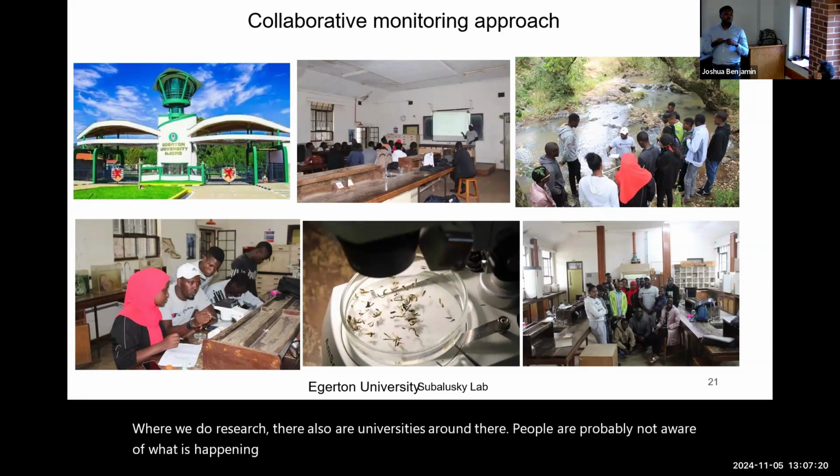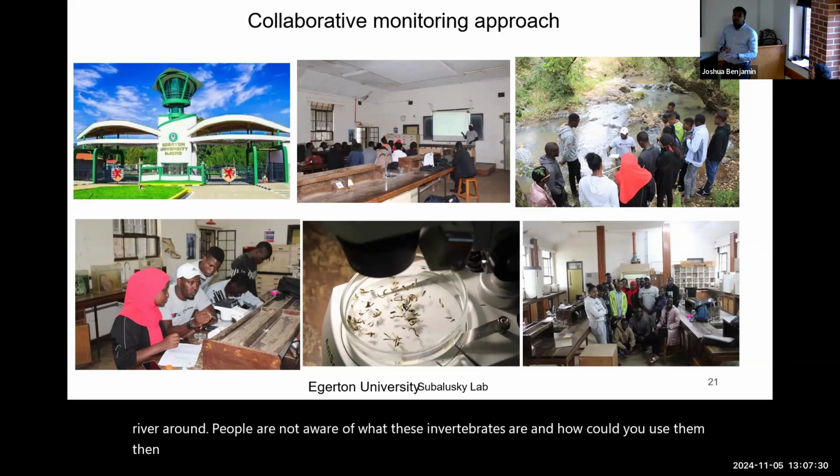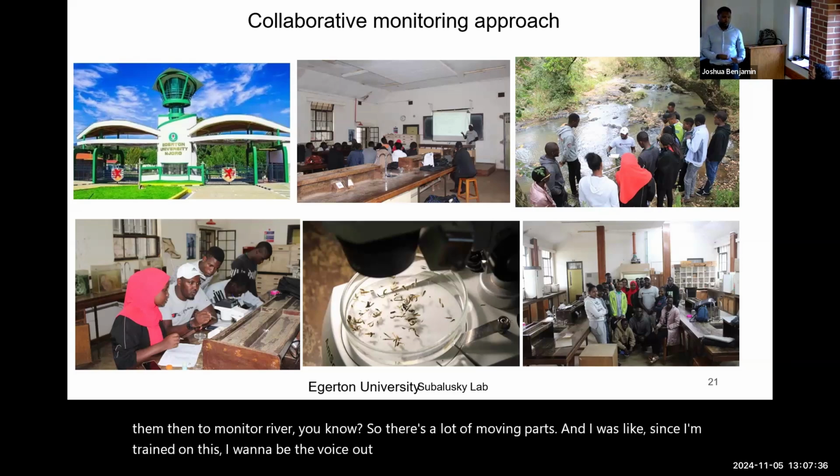People are not aware of the harm the Mara River is faced or any other river around. People are not aware of what these invertebrates are and how you could use them to monitor a river, you know? So there's a lot of moving parts, and I was like, since I'm trained on this, I want to be the voice out there. I already have the capacity to be a trainer of trainers that could tell other people how to do this.